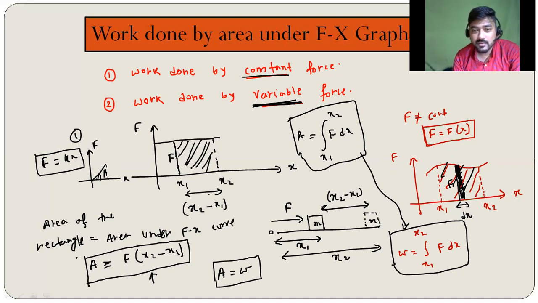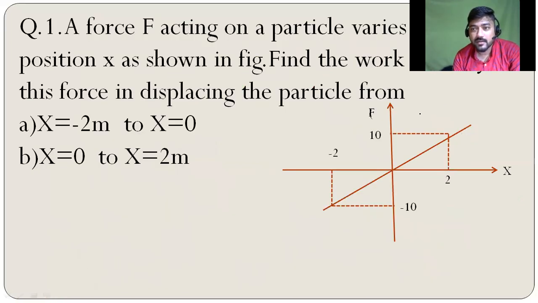Okay, so let me take some examples to find the work done from the area under the F-x curve. Let me see one example. So this is the example that we have here. A force F acting on a particle varies with the position x as shown in the figure. So here in this figure the F versus x curve is given.